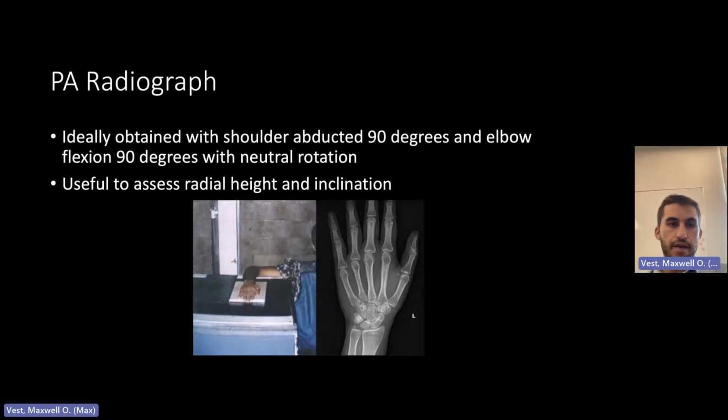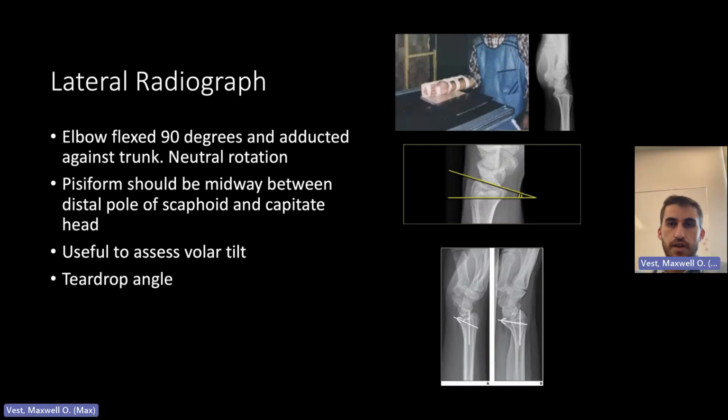So in terms of radiographs, you want to get good radiographs to assess the joint, and also to assess the different parameters we just discussed. In terms of a PA radiograph, this is ideally obtained with the shoulder abducted 90 degrees and the elbow flexed 90 degrees to provide neutral forearm rotation. And this is useful to assess the radial height and the inclination.